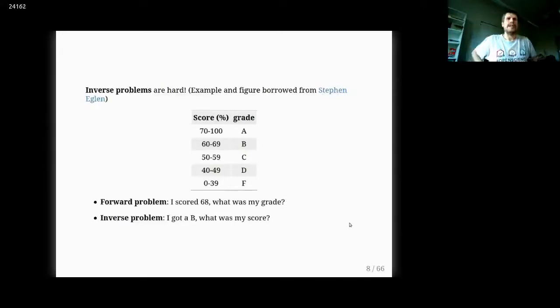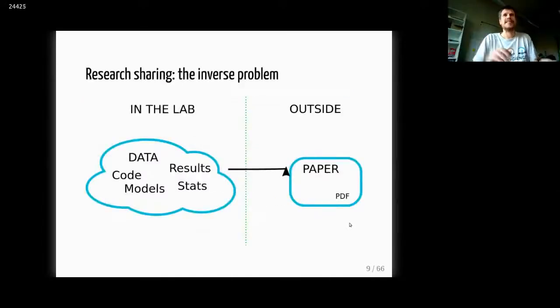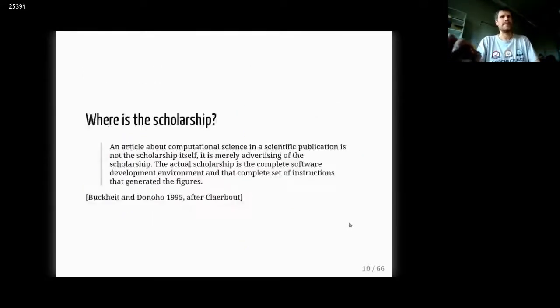However, the inverse problem is horribly hard. If I get a B, what was my score? Inverse problems are extremely difficult. And this is exactly what we have in narrow-minded research sharing. What we get is a paper, a PDF, a static document, and really what we're interested in is what happens behind the scenes: the data, the code, the statistical model, the results. What we are supposed to do is solve an inverse problem: from what is available outside, infer what happened in the lab. And that is extremely difficult.